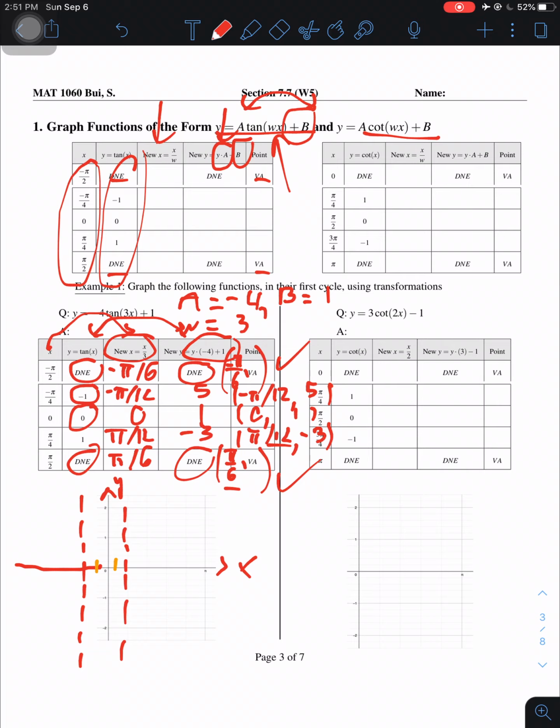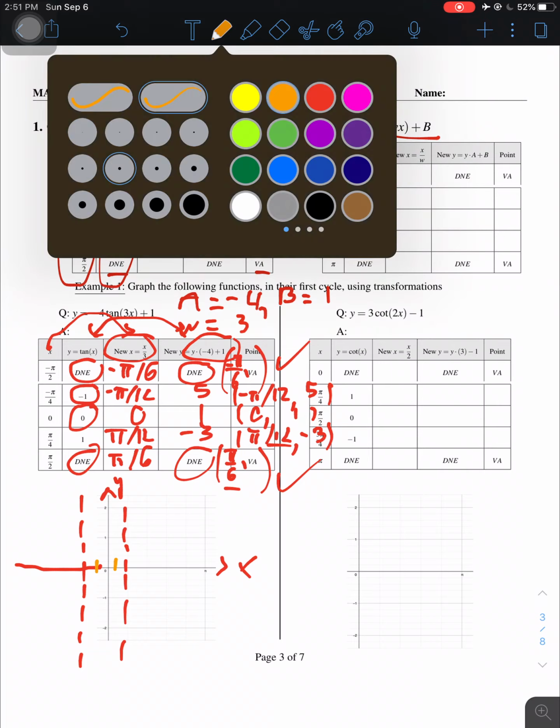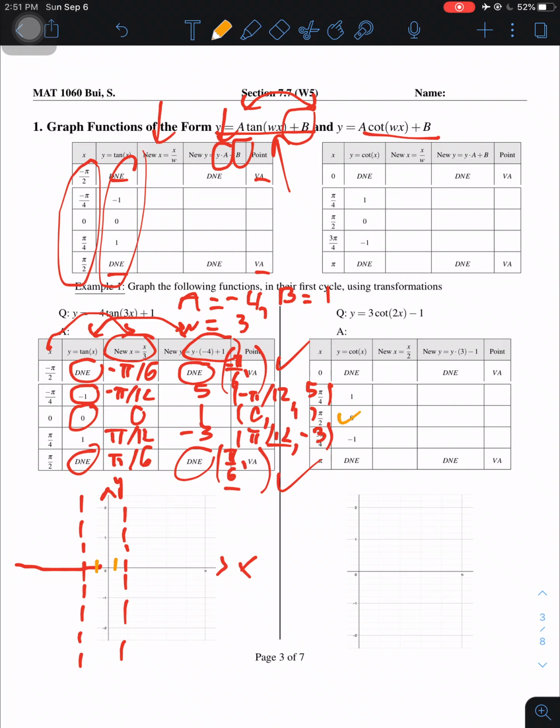And now let's talk about the points, right? So we have 3 points. Let's do the center first. 0 and 1. So we have it up here. And now we have negative pi over 12 and 5. It is way up here. Let's just imagine that 5 is somewhere up here. And then lastly we have pi over 12 and -3. Let's just imagine that is somewhere in here. That is -2. So here, let me make it like this.